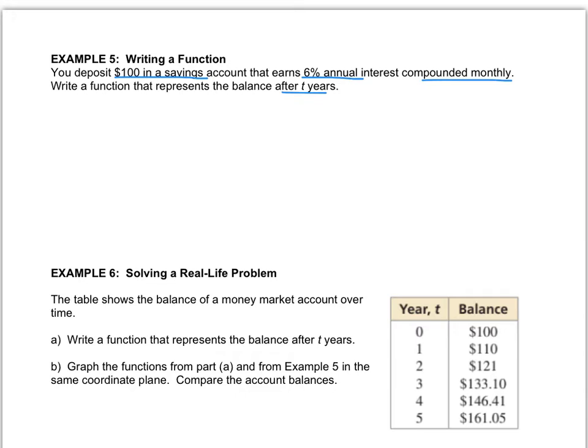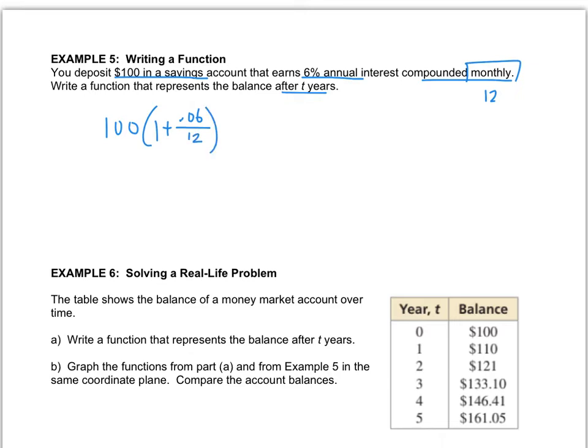So the first thing that we're going to do is look back at our formula. And we need to know P, which is the initial amount. So they tell us that is 100. All right, first piece down. Now the next piece is 1 plus r over n. R stands for the rate as a decimal, so that's 0.06. And n is the number of times it's compounded. So this is compounded monthly, so that's 12 times per year. So every month they recalculate my interest.